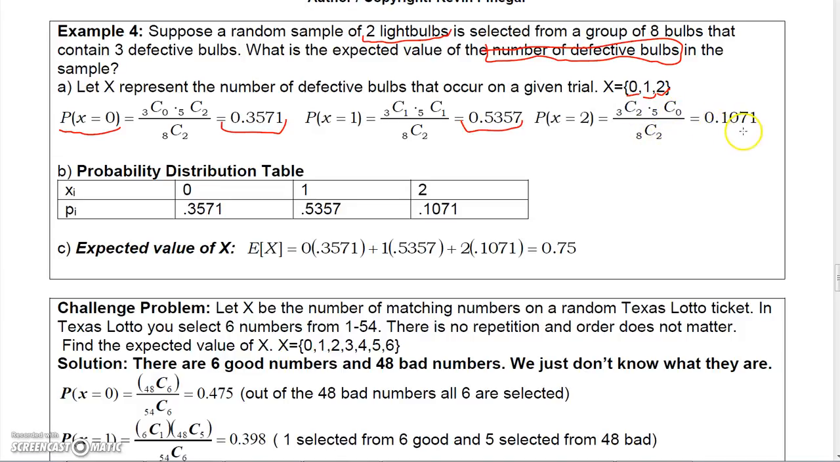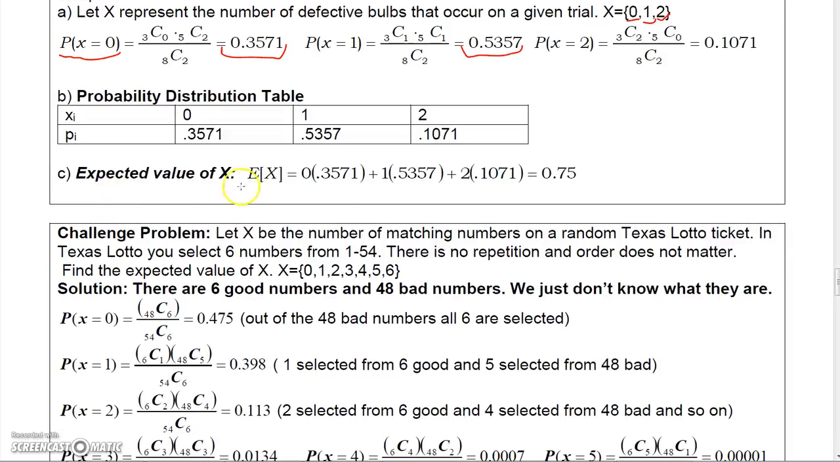So that's 0.1071. So I put it in my distribution table here, and then I multiply each pair together and add them up, and I got 0.75. So in that case, we expect to average 0.75 bad bulbs.